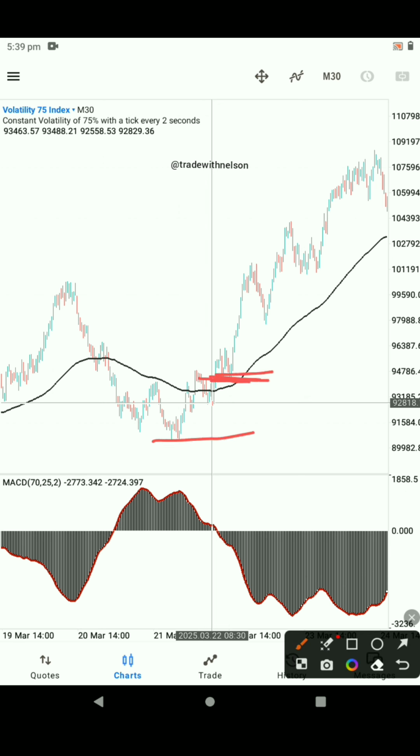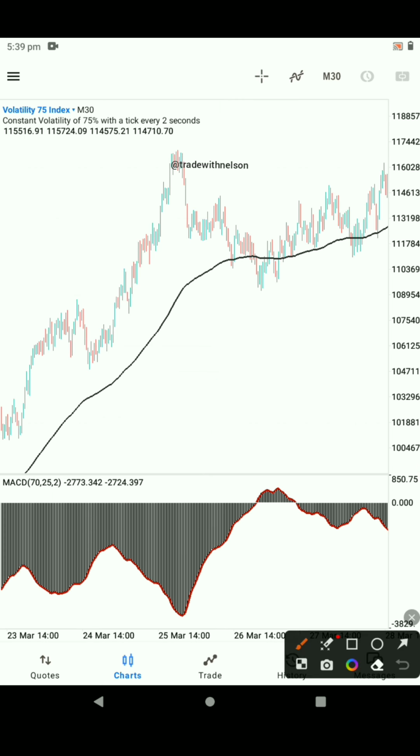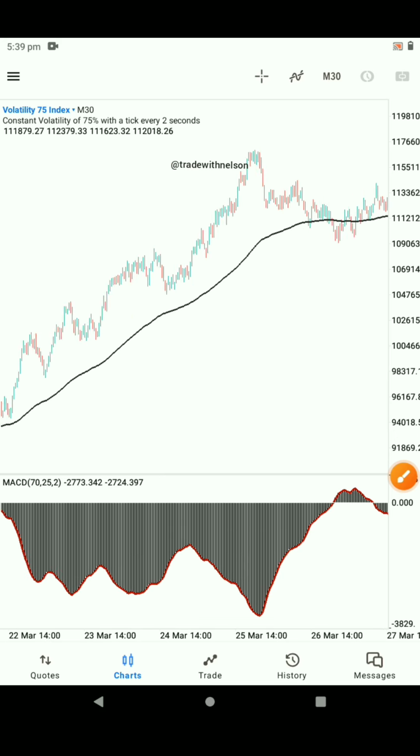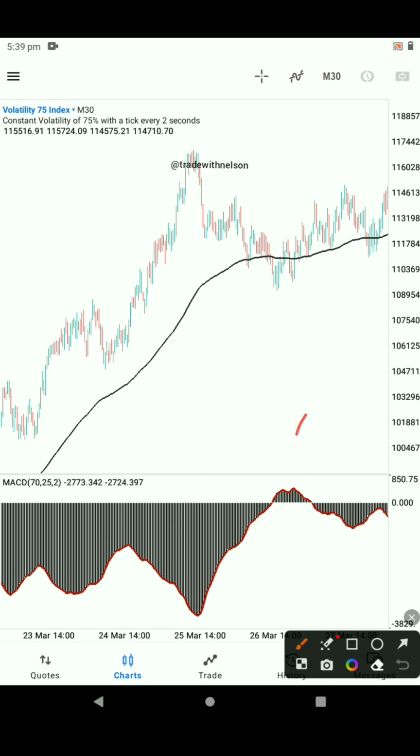Then your stop loss will be below this swing. You will hold your trade until the MACD crosses the 0 level again. Exiting this way is one of the best ways to exit the market with this strategy.